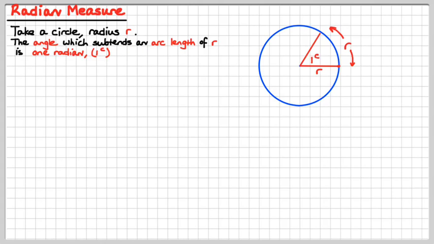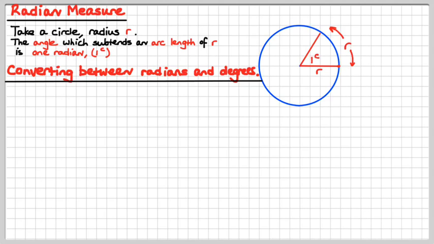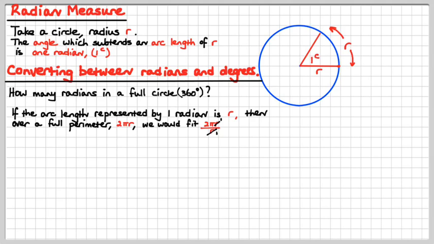So that's how it goes, and what can we do with it? Well, now we can convert between radians and degrees. So how many radians are there in a full circle? Let's figure it out. If you've got 2 pi r as the full perimeter of the circle and r as the arc length denoted by 1 radian, if we divide that full perimeter by r, we'd get how many radians fit into one full perimeter. So that's 2 pi r over r, which gets us 2 pi radians in a circle. 2 pi radians in a circle, that's the magic number.